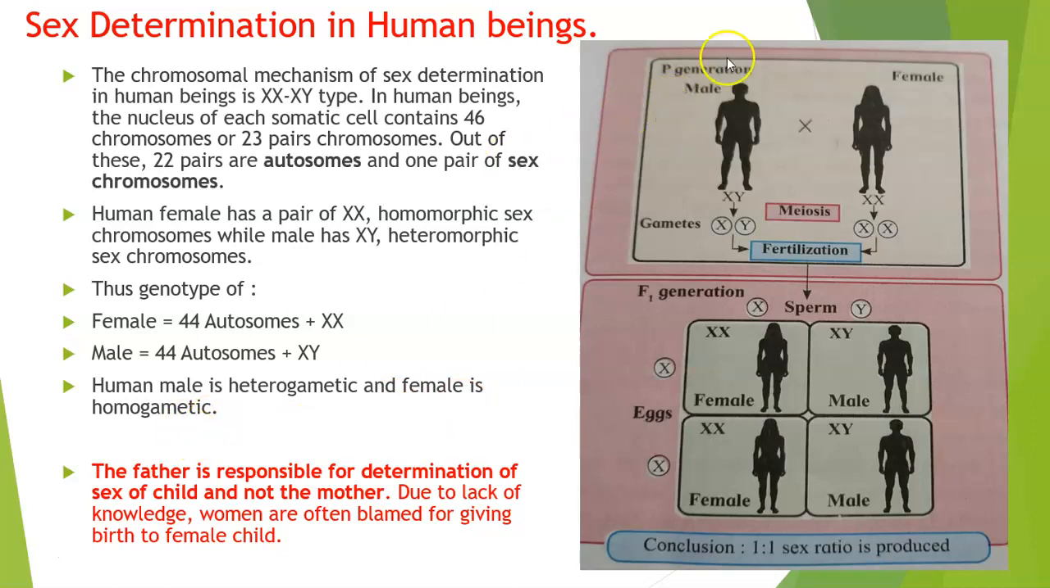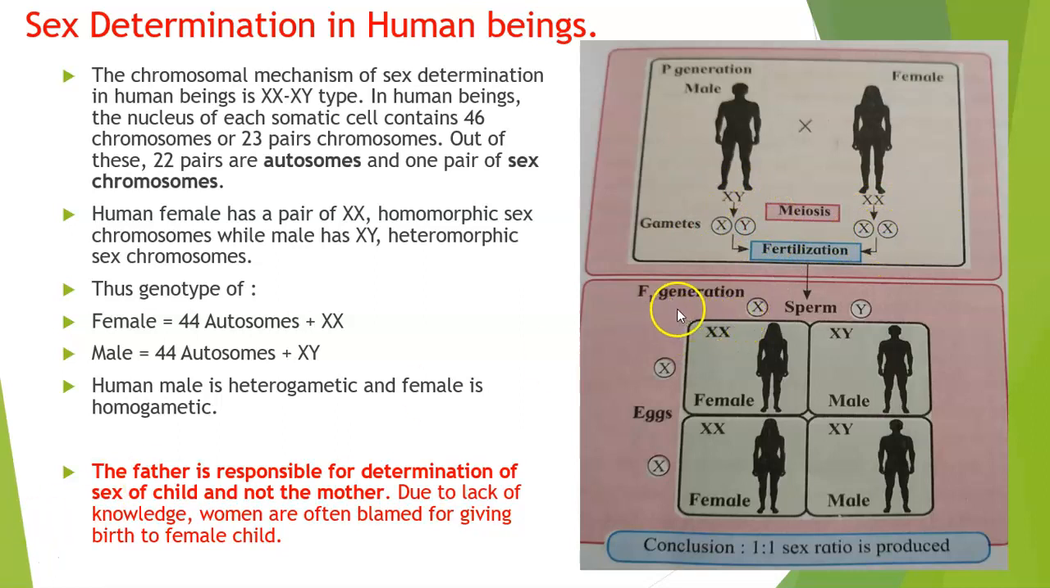Have a look at the chart here. You have the male, you have the female. XY, XX. In gamete formation, you will have X in one and Y in the other, and two similar types of gametes, that is X, which clarifies the statement that the male is heterogametic and the female is homogametic.